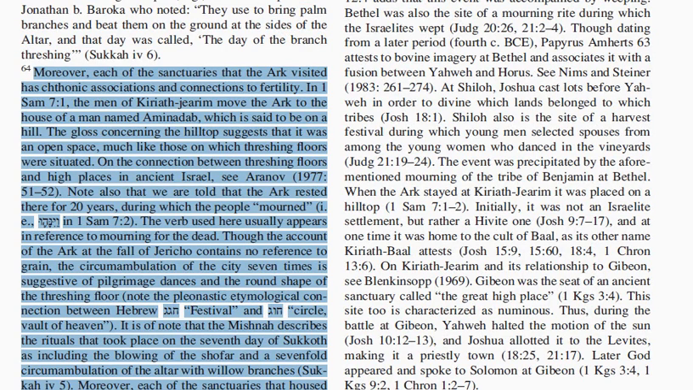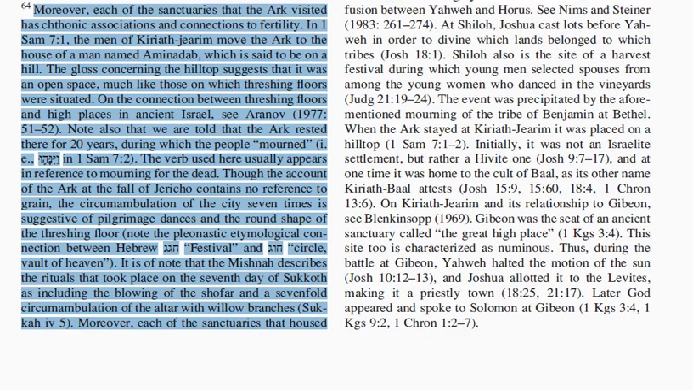Moreover, each of the sanctuaries that the ark visited has chthonic associations and connections to fertility. In 1 Samuel 7:1, the men of Kiriath Jearim moved the ark to the house of a man named Abinadab, which is said to be on a hill. The gloss concerning the hilltop suggests that it was an open space, much like those on which threshing floors were situated. On the connection between threshing floors and high places in ancient Israel, see Aronov, 1977, pages 51 to 52.